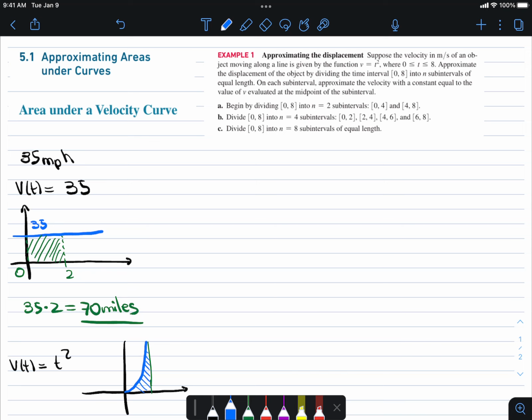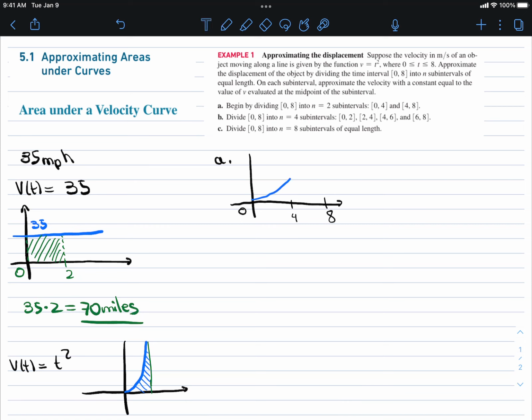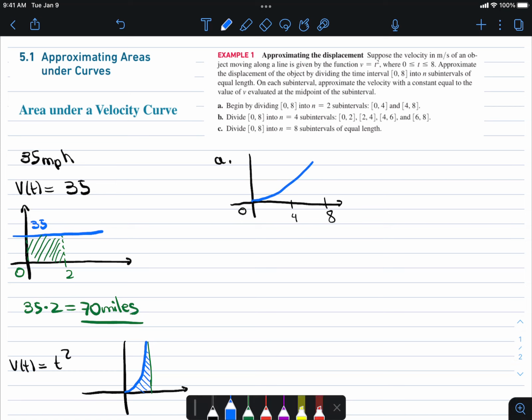Let's see. On item A, we're going to divide the interval 0, 8, which is our interval of time, in two subintervals, 0, 4 and 4, 8. So this is going to be our 0, this is going to be our 4, this is going to be our 8, our parabola, and I'm ignoring scale just to make it easy. It's going to be like this. These are going to be the two areas I want to add, approximate to add.